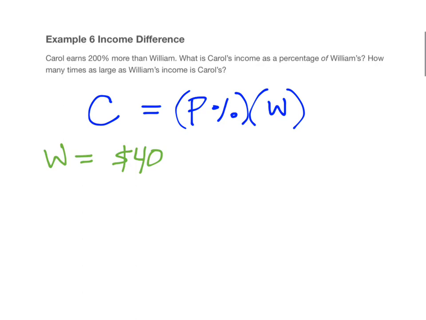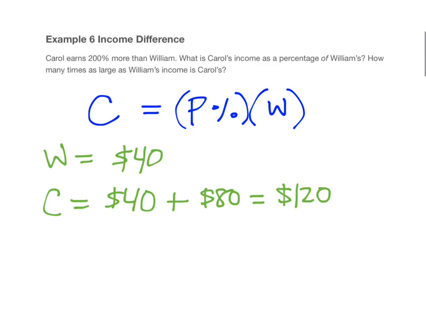Right, now Carol earns 200% more than William. So we need to take William's income, and then we need to add, because more than means addition, 200% of that to figure out what Carol's is. All right, so we already figured this out. 200% of $40 is $80. So in this case, Carol would earn $120.